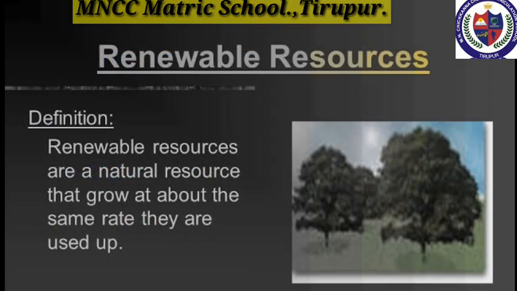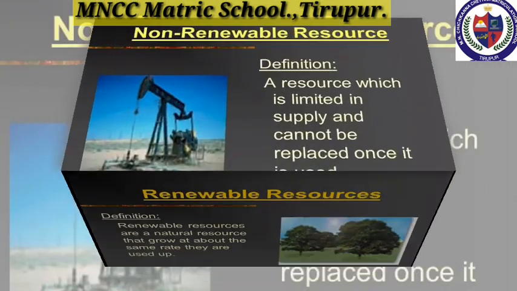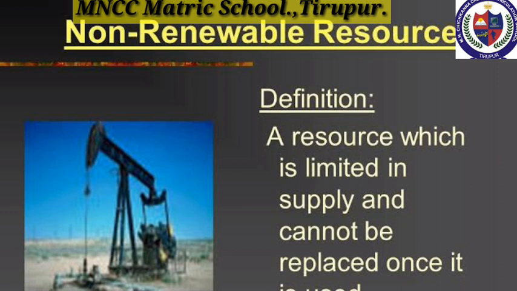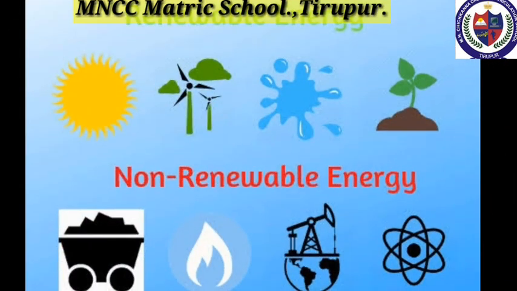The next we move to renewable resources. The renewable resources are natural resources that grow at about the same rate they are used up. Then non-renewable resources are sources with limited supply that cannot be replaced once used. Renewable resources examples: sun, wind, water, soil. Non-renewable resources examples: petrol, coal, natural gas and nuclear energy.